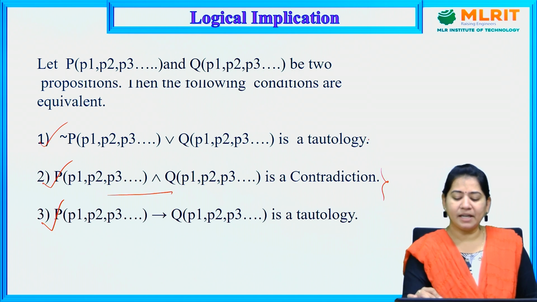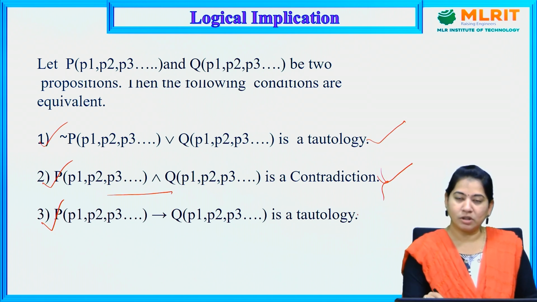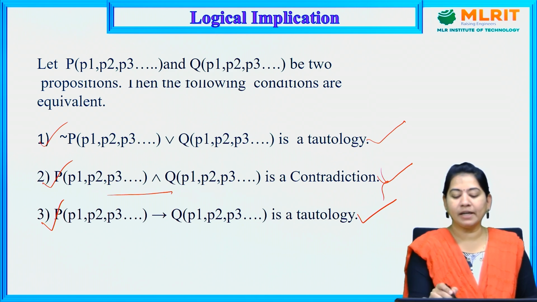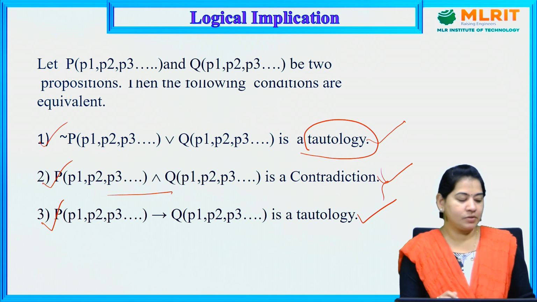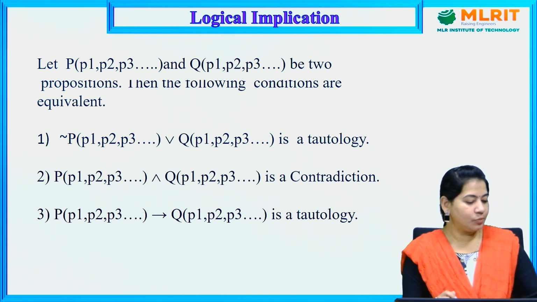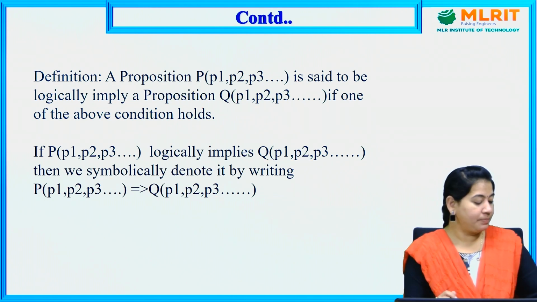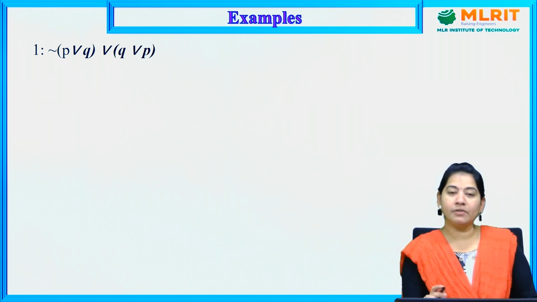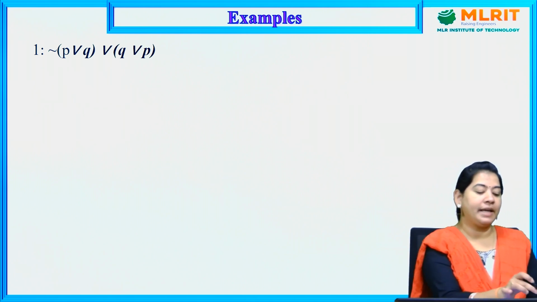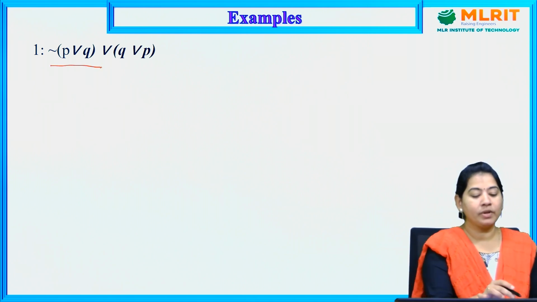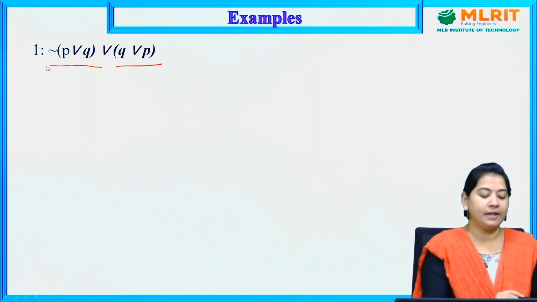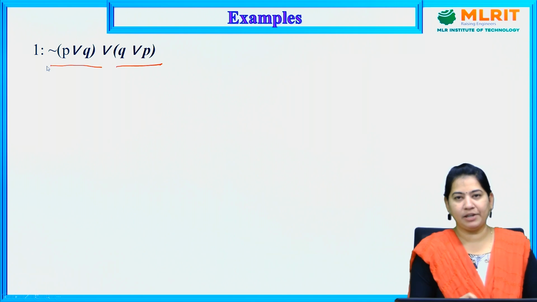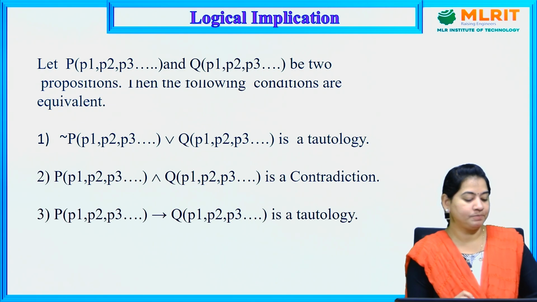For each condition, let us consider one example, construct the truth table, and check whether we get the respective tautology or contradiction. So here we have the first one: negation of P or Q, or Q or P. If we observe this question, it is in the form of the first condition. What is the first condition here?